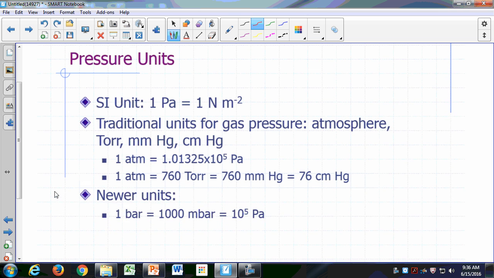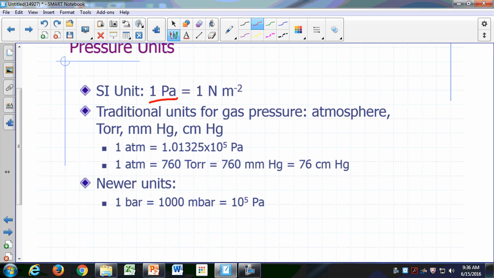So 1 Pascal is equivalent to a Newton per square meter. That's the SI unit for pressure. And 1 atmosphere is defined, very precisely, to be 1.01325 times 10 to the fifth Pascal. Of course, 1 atmosphere is 760 torr, and a torr is a millimeter of mercury, so that's also 760 millimeters of mercury, and that's 76 centimeters of mercury.